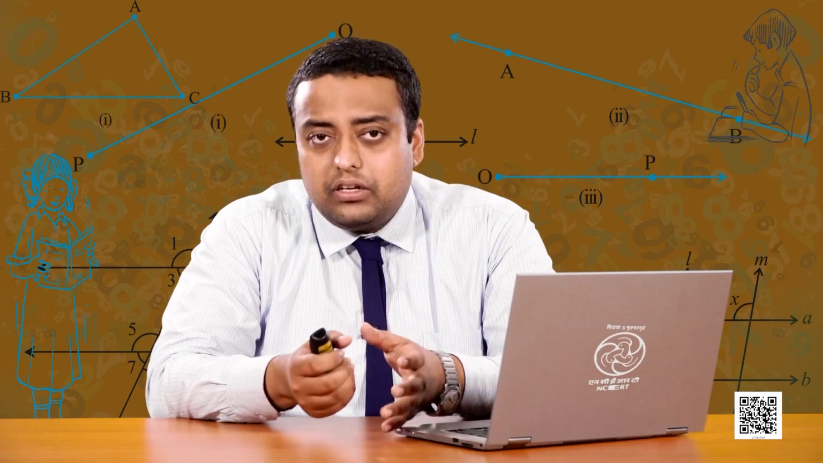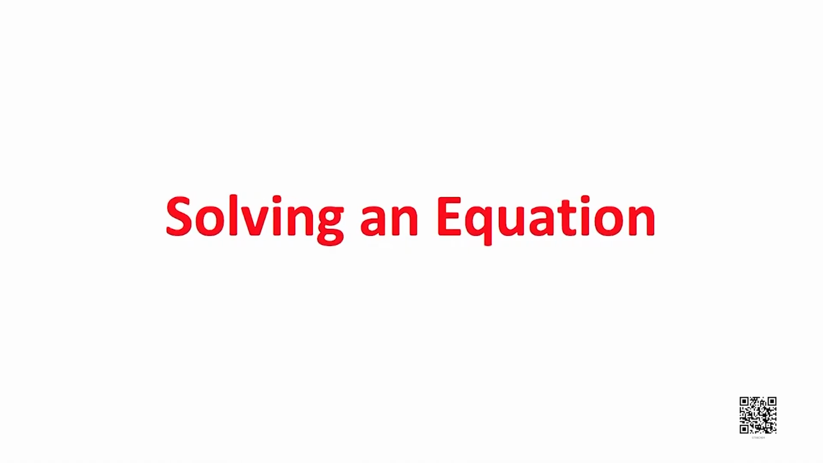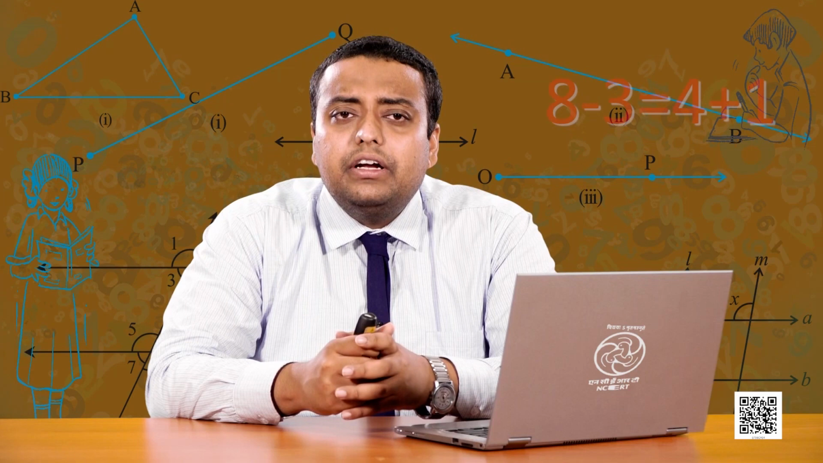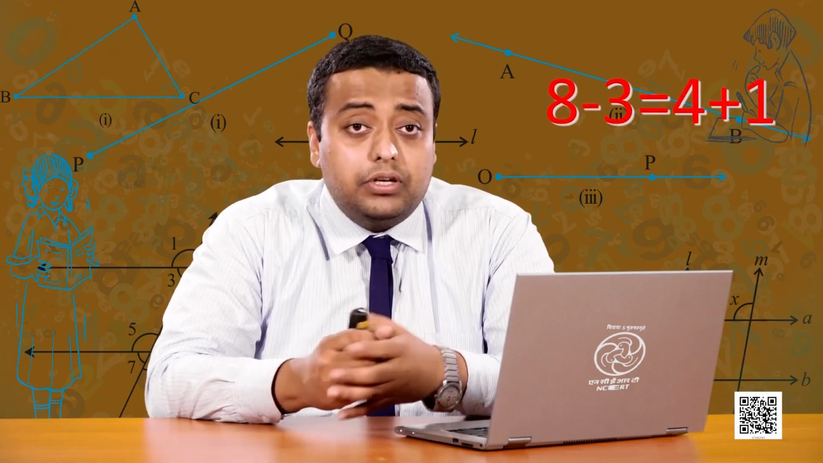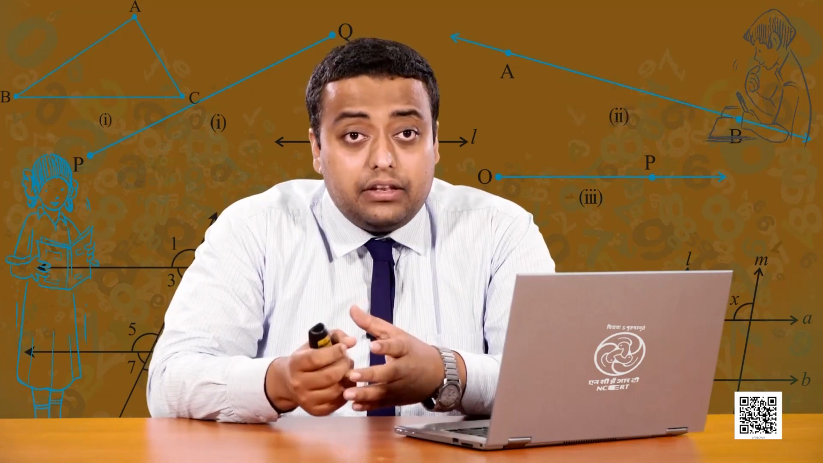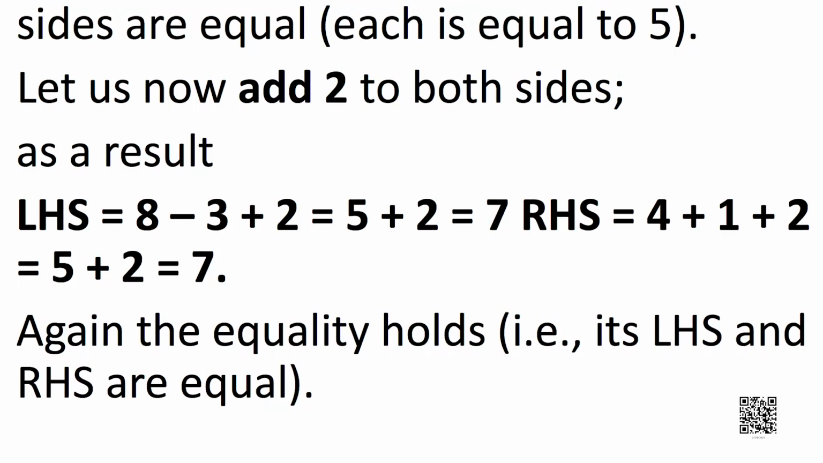Students, this brings us to the segment that is solving an equation. Consider an equality, that is 8 minus 3 is equal to 4 plus 1. The equality holds since both its sides are equal. Each is equal to 5.